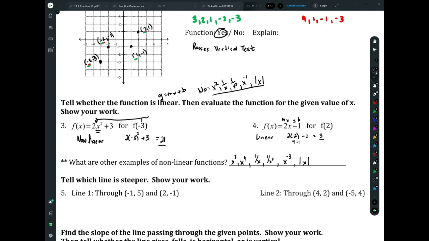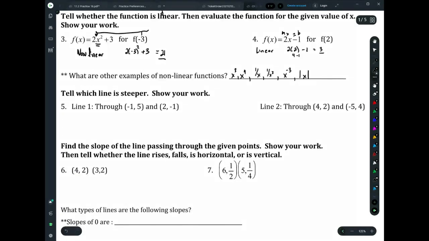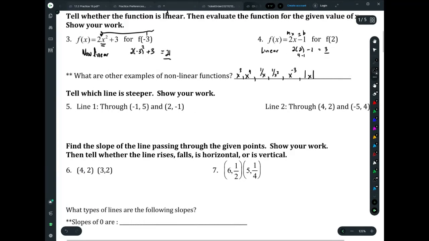Steeper, show your work. We're all dealing with the slope formula. Slope formula is m equals y2 minus y1 all over x2 minus x1. I think it's helpful to label these things, x2 and x1, and also y2 and y1. Feel free to just write on top as well, like here's x1 and y1, and here's x2 and y2.